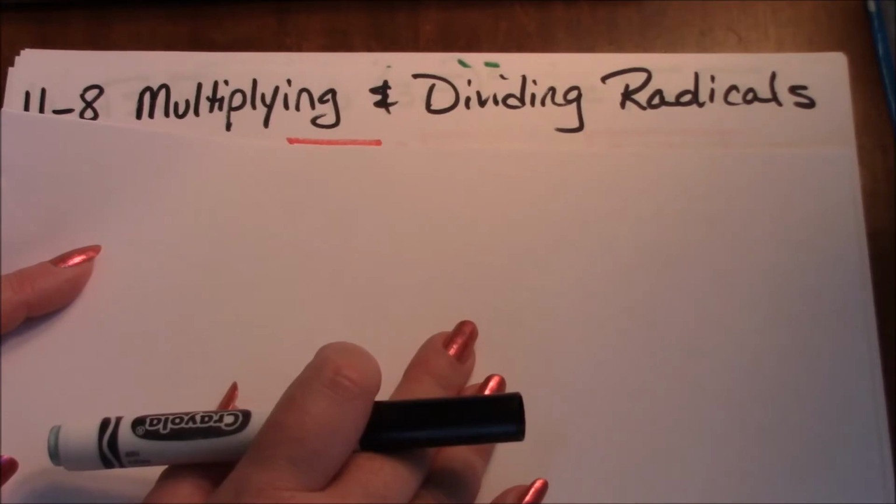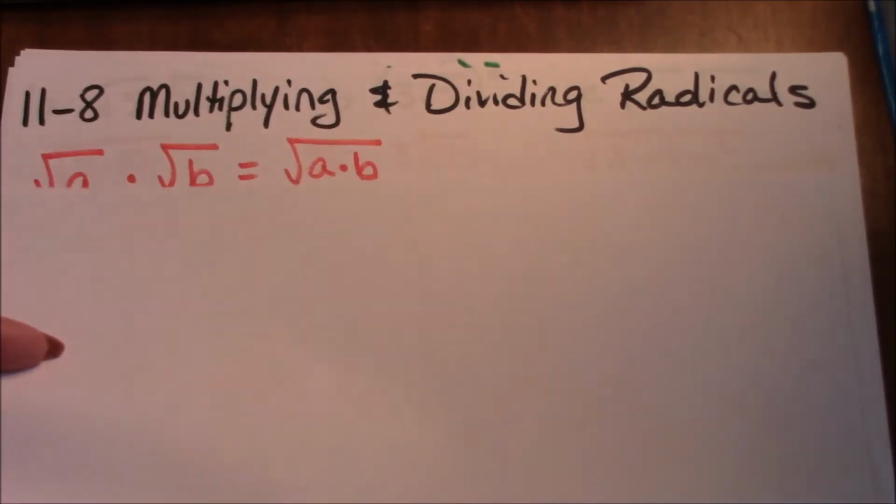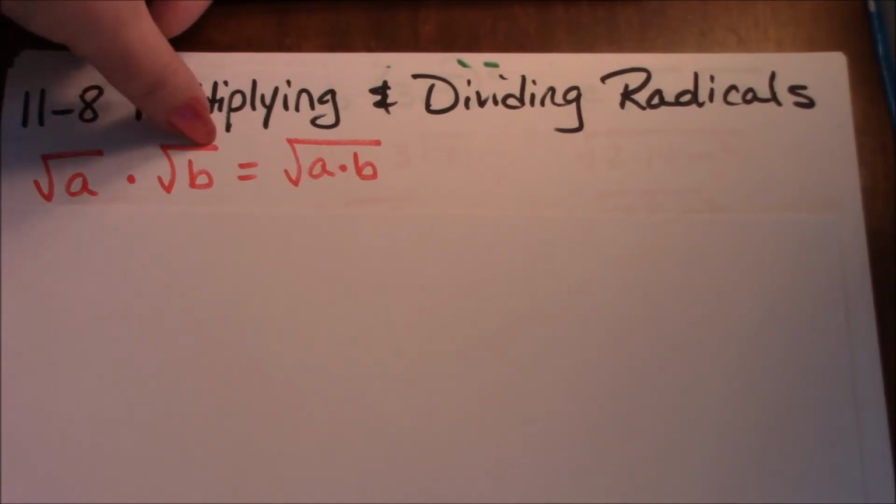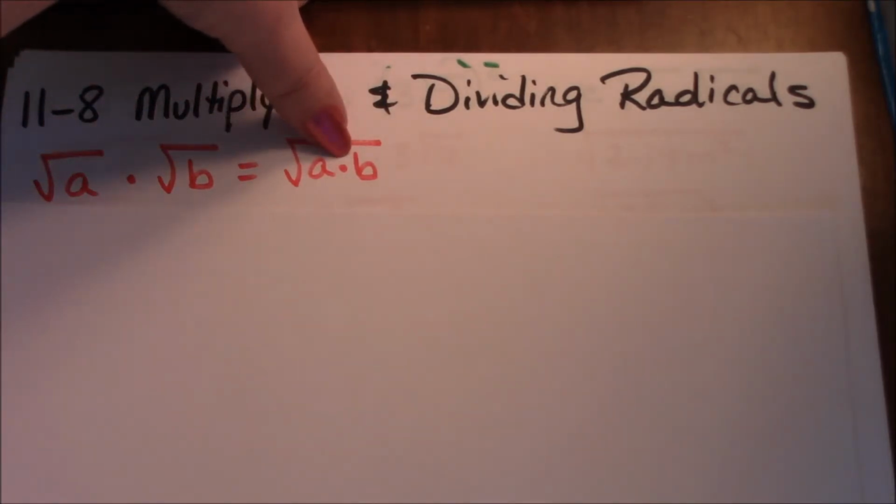Today we're multiplying and dividing radicals. So what we're saying essentially is that root A times root B is root A times B, and vice versa.